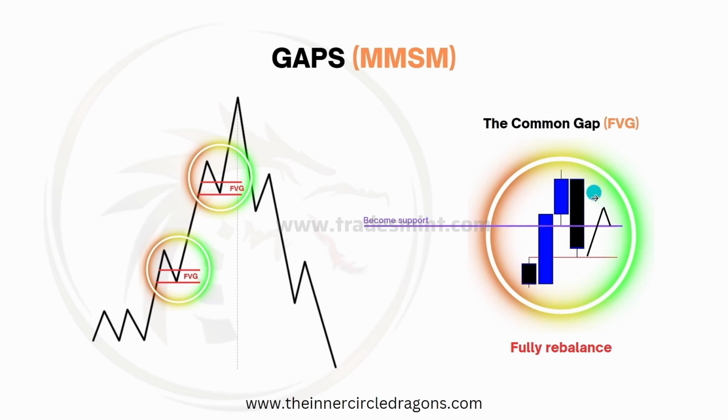Now, a common gap can be traded to many times. If we travel back below the common gap, then the discount end can act as a resistance. The common gaps give us our true support and resistance within price action.